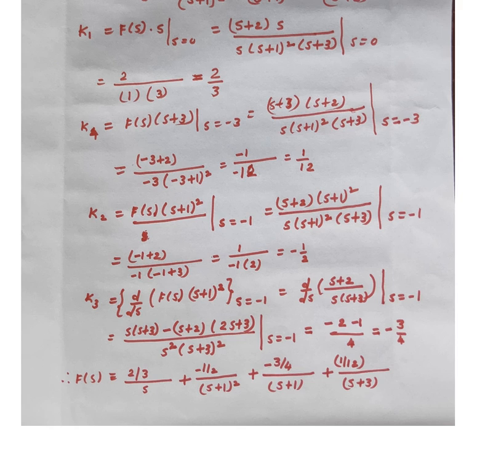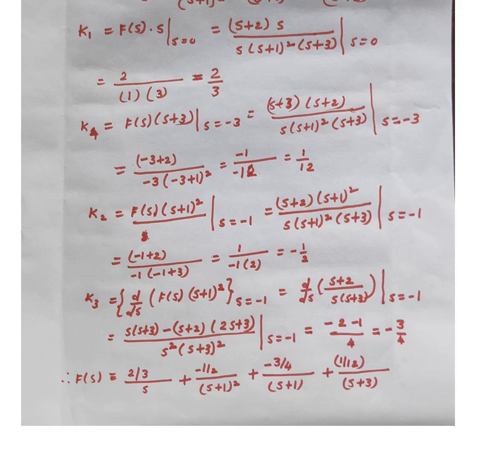Then we differentiate this v with respect to s. Then we get 2s plus 3. Then substitute s is equal to minus 1. Then we get minus 2 minus 1 divided by 4. So finally we get minus 3 by 4 as the value of k3.